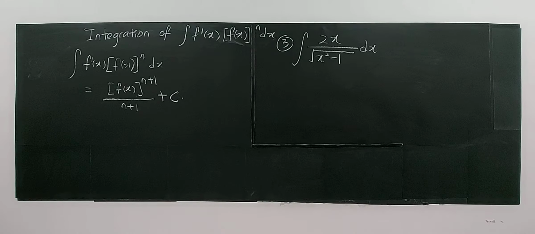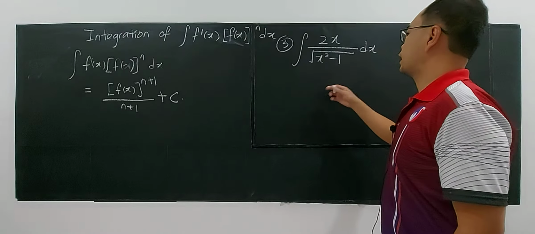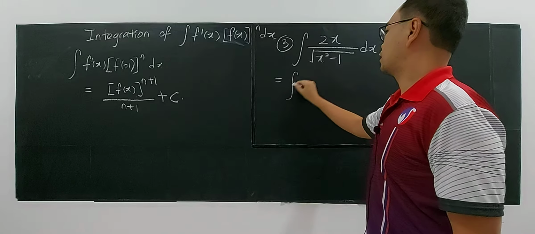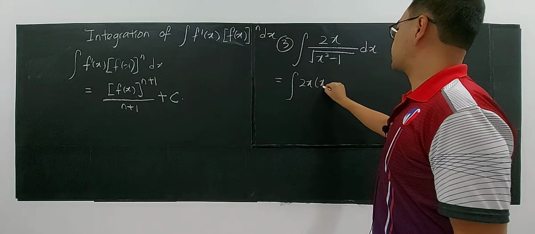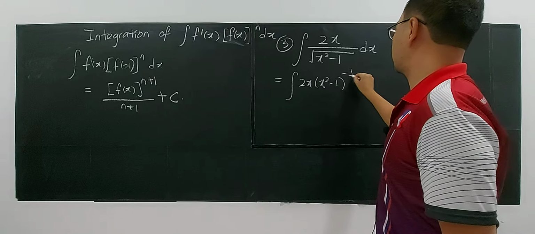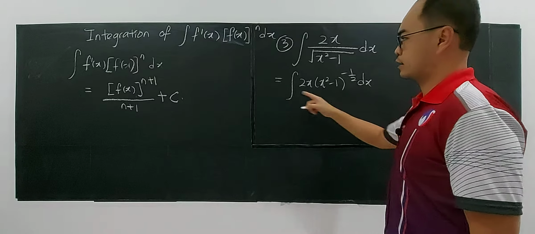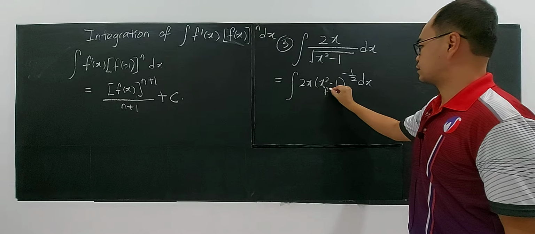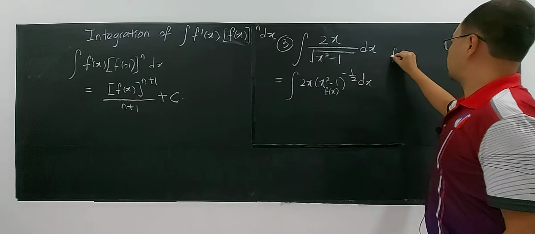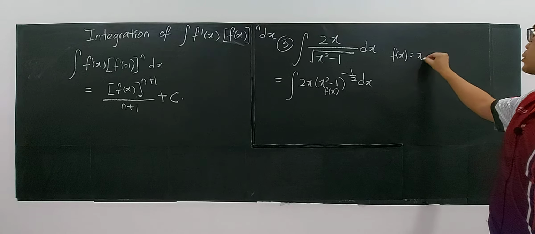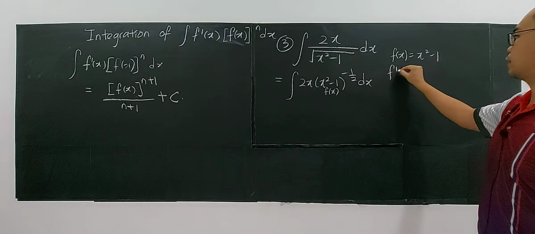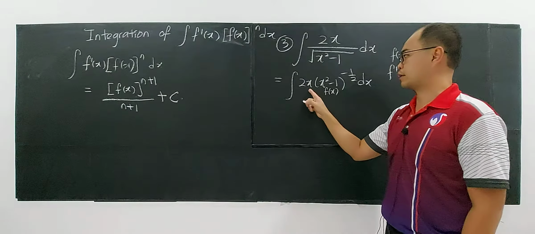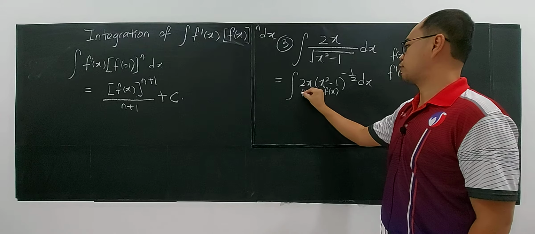Right, okay, let's continue with these examples. So we have 2x over the square root of x squared minus 1. If I rewrite this as 2x times (x squared minus 1) to the power of negative 1/2 dx, I can see there is an f(x). So your f(x) will be x squared minus 1, and f'(x) is 2x, which is exactly outside the bracket. So this is your f'(x).